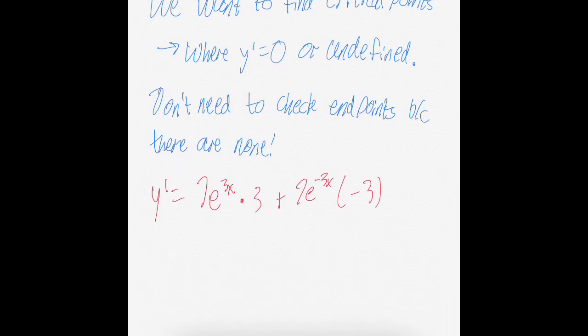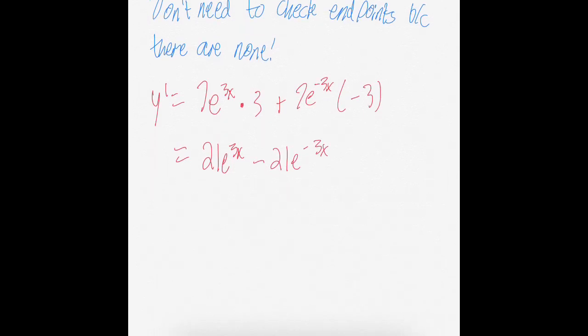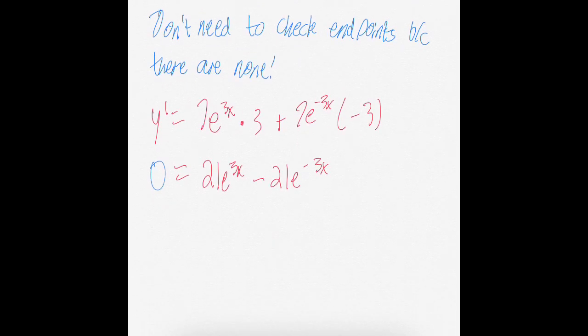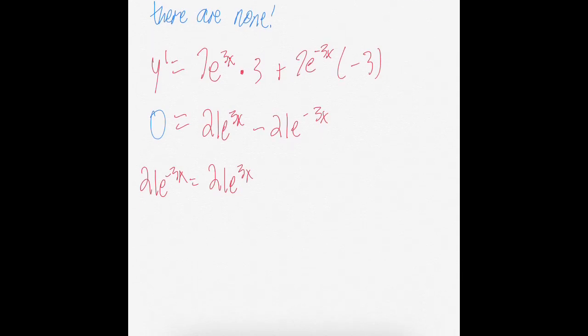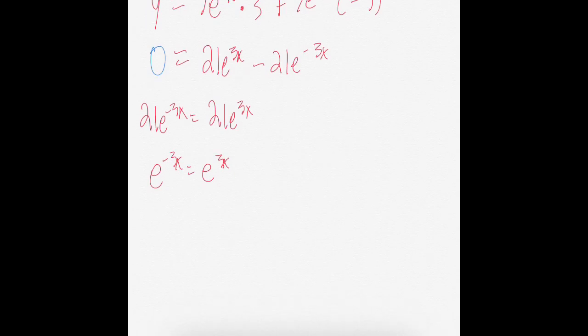The other derivative will work similarly, and we'll get plus 7e to the minus 3x times negative 3. So this comes out to 21e to the 3x minus 21e to the minus 3x. And so we are going to set 0 equal to that. Okay. And doing so, if I add 21e to the minus 3x to both sides, it equals 21e to the 3x. Divide both sides by 21, and I have e to the minus 3x equals e to the 3x.